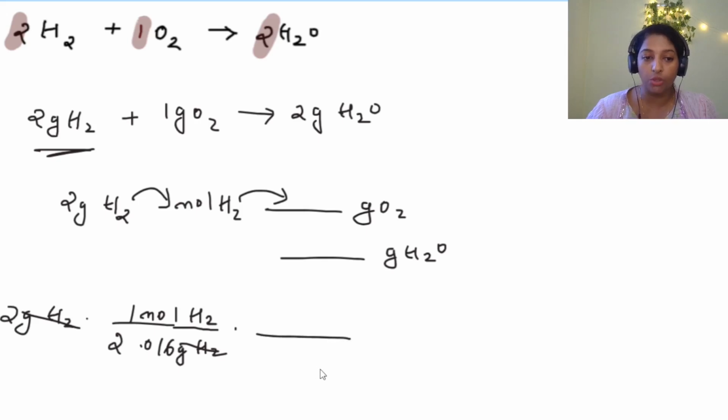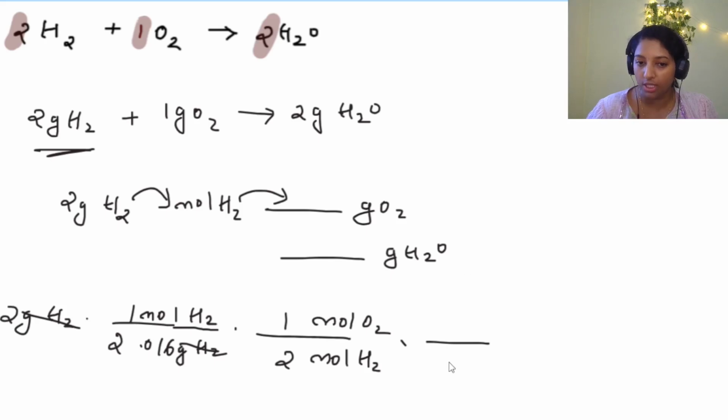Now I can use the mole ratio. This time also I need to cancel the moles of hydrogen, and since I need moles of oxygen, I can write that at the top, and the ratio is 1 as its coefficient and 2 as the hydrogen coefficient. And now I can again change to grams of oxygen because 1 mole of oxygen is equal to 32 grams of oxygen. By using the molar mass, I can do this.